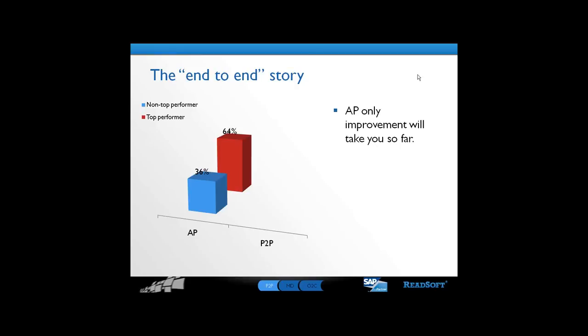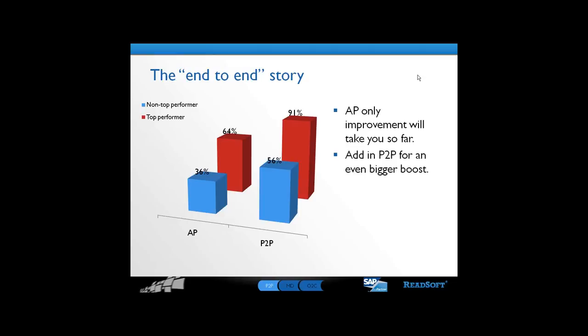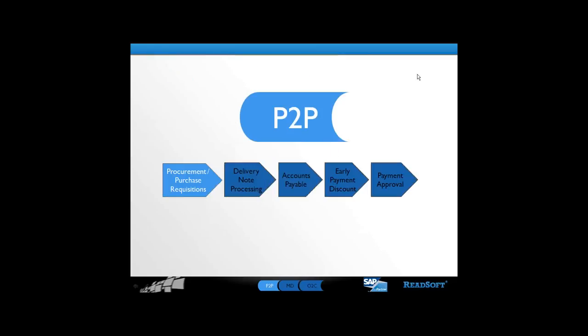But if you add in the P2P full automation, the full end-to-end story, that's how you get the best possible overall result, jumping right way up there to sort of top performance with that 91% benefit, as you can see. So that's absolutely the place that you need to go. Within P2P, we mentioned the different processes that we'll be going through then.